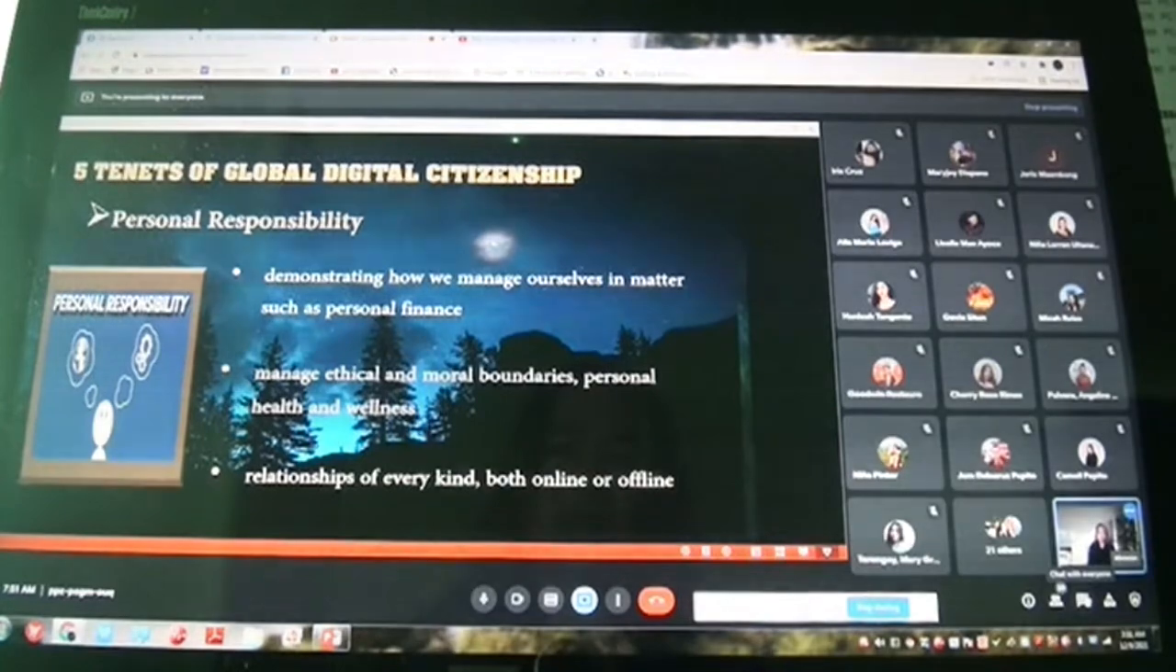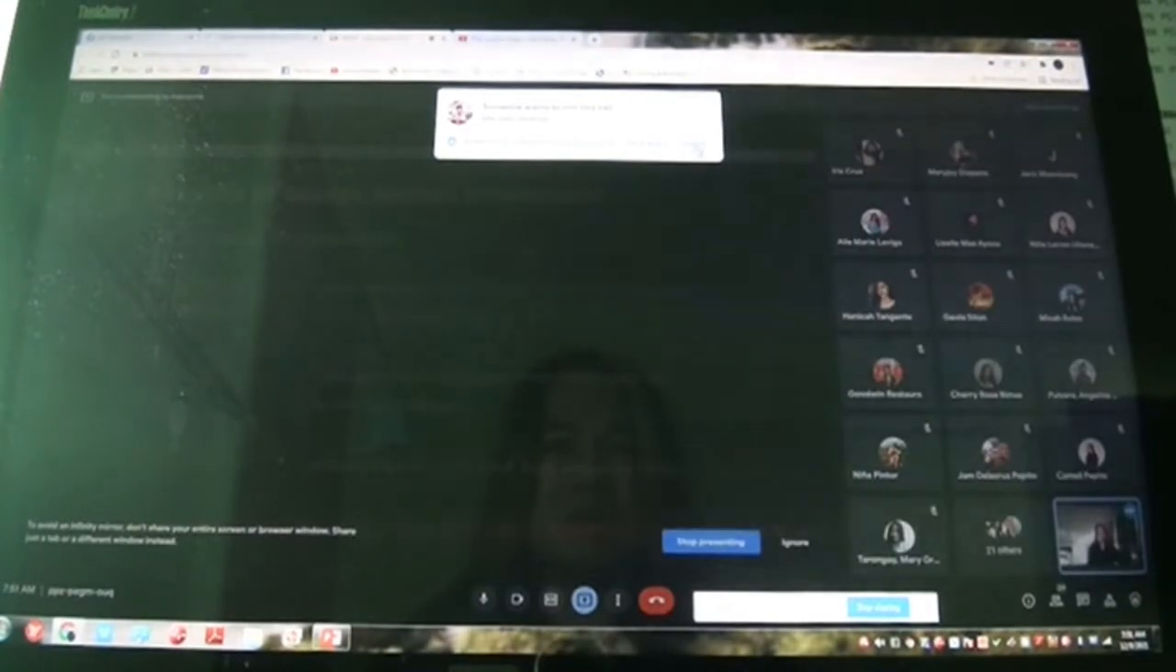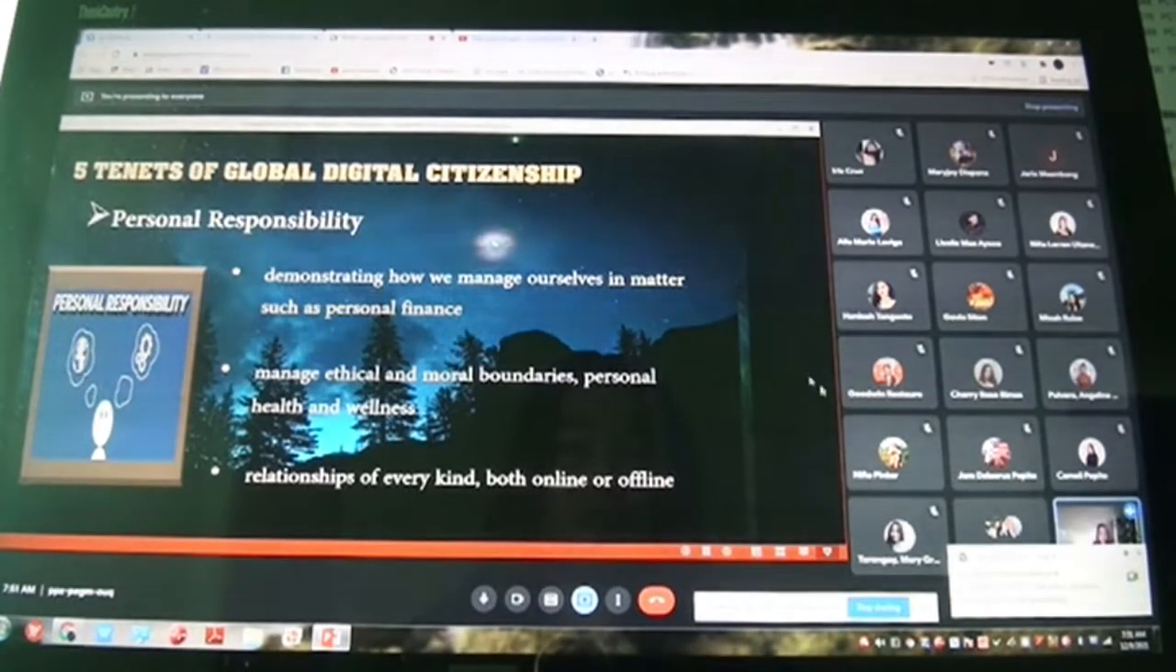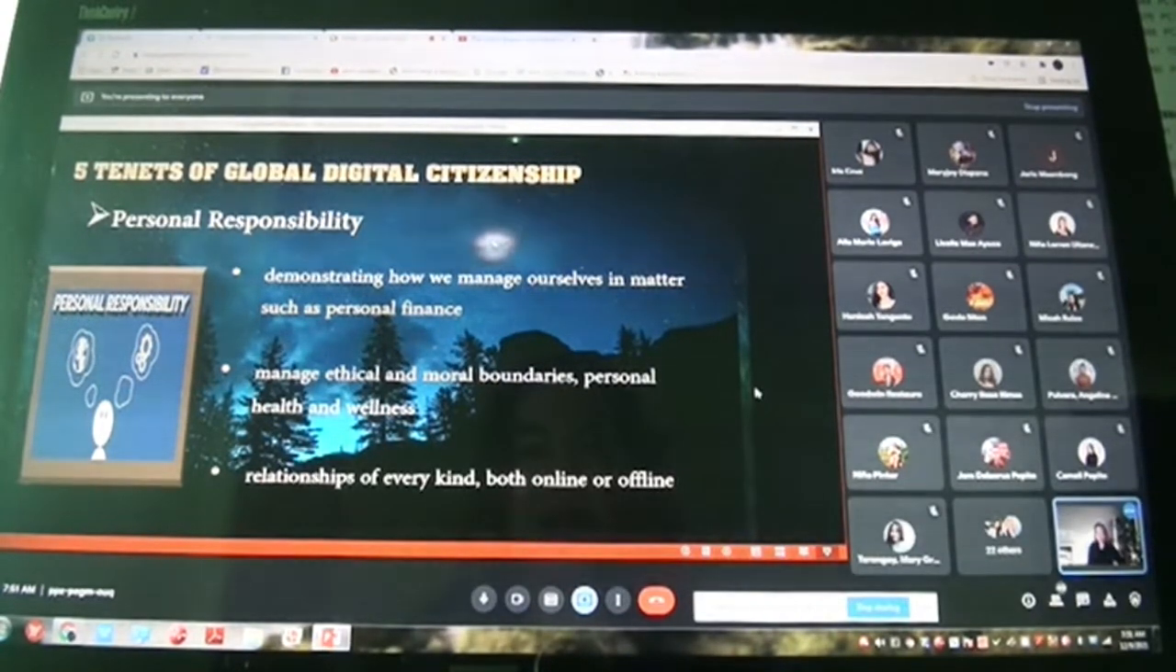Number 1, personal responsibility. It means demonstrating how we manage ourselves in matters such as personal finance. You know in this world, business today, we call it e-commerce, is working so much on the internet. Next, we can manage ethical and moral boundaries, personal health and wellness. It's not only about using the internet. The word always there is ethics. Another is moral boundaries. It does not mean that whatever we want and whatever we think, we will always express that on the internet. It's not. Why?